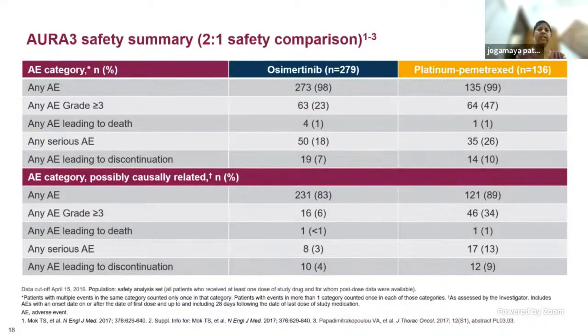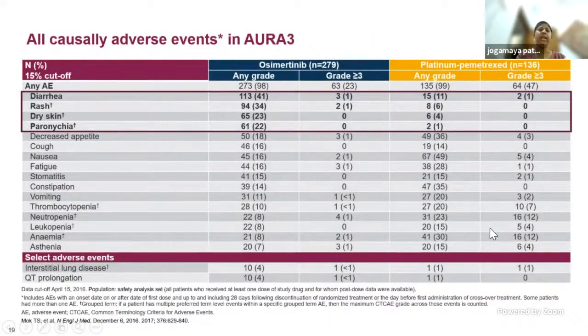When the safety analysis was done, platinum-based chemotherapy definitely had somewhat higher side effects compared to osimertinib, because the chemotherapy arm will have more grade 3 and grade 4 side effects. So osimertinib was safer, but certain side effects were more in the osimertinib arm, like diarrhea, rash, dry skin, and paronychia. These were more common in the osimertinib arm compared to the platinum-based arm, the common TKI class effects.